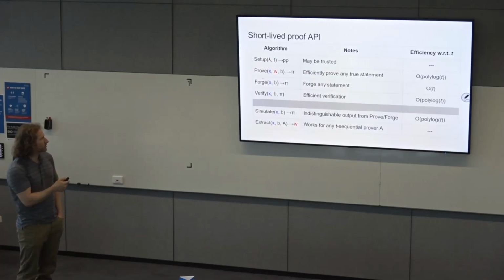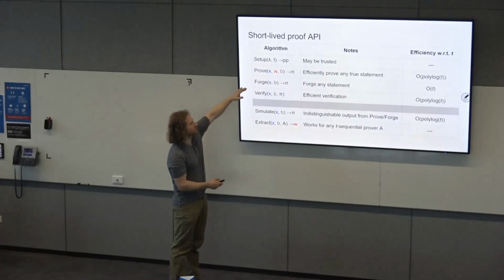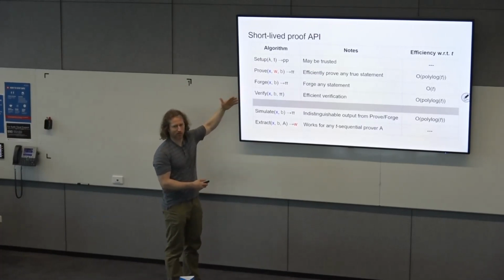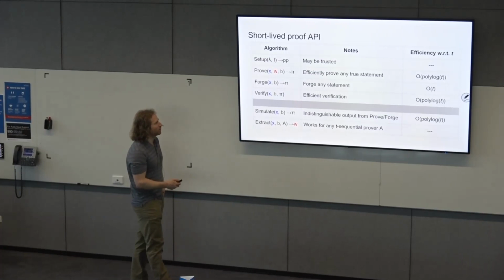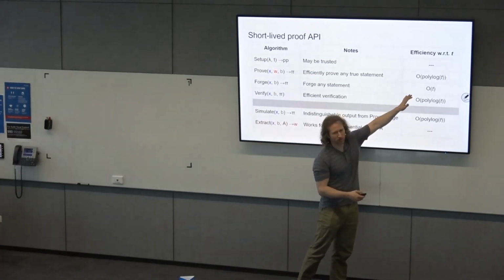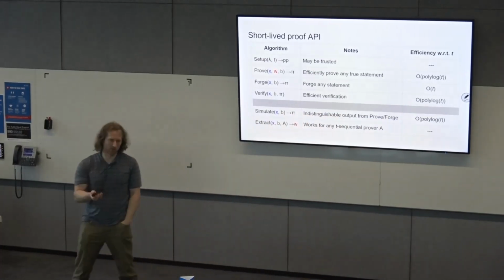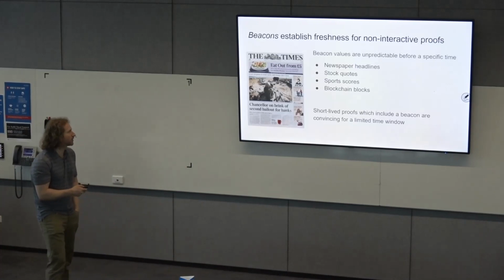If you're familiar with how proof systems are defined, it's basically the same. This is exactly how you would define any zero-knowledge proof system. We've just added this forge algorithm, which doesn't usually exist. And of course, the restriction is that the forgery is inefficient. So it takes T work, and you can set that to be as you want.